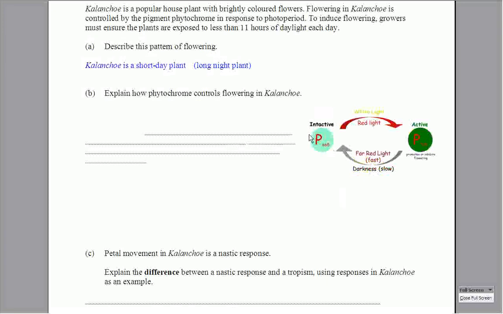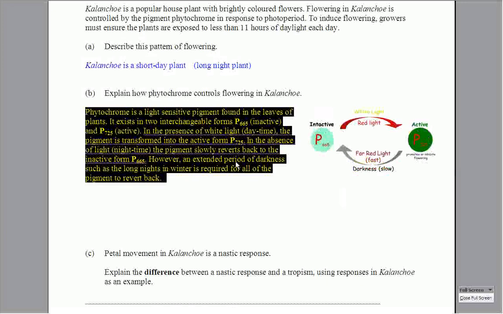So the main idea is we've got this inactive form and we've got an active form, and white light will transform the inactive phytochrome pigment into the active form of the pigment, okay? And this will actually inhibit or promote flowering depending on the plant. In this case, it will inhibit flowering. So if we don't have a long enough night, it sticks around and inhibits flowering. So for a short day plant, we need a long enough night that it can all be deactivated and transformed back into this inactive form, and therefore there's nothing inhibiting flowering. The plant will actually flower.